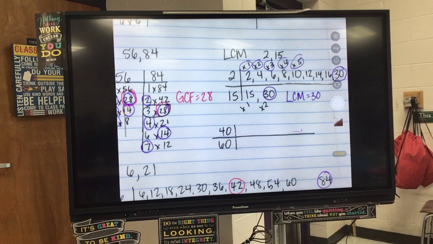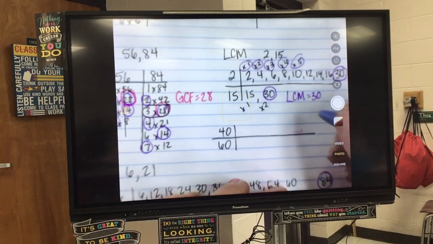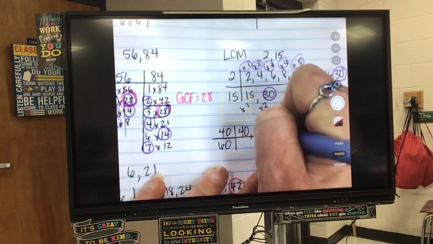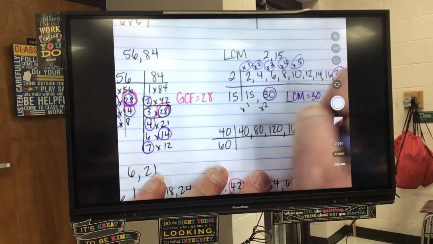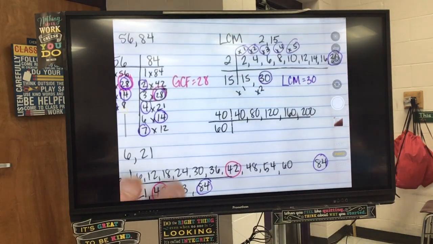40 and 60. Fairly big numbers, but actually it's not that hard, is it? Nope. All right, so what are my first four or five multiples for 40? Isabella. All right, Isabella, what are my first five multiples for 60?